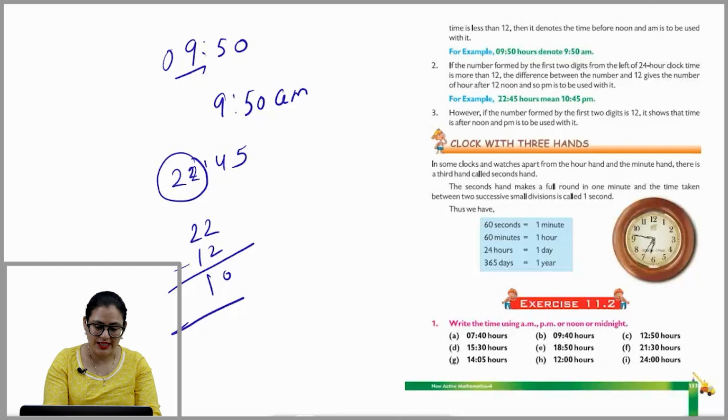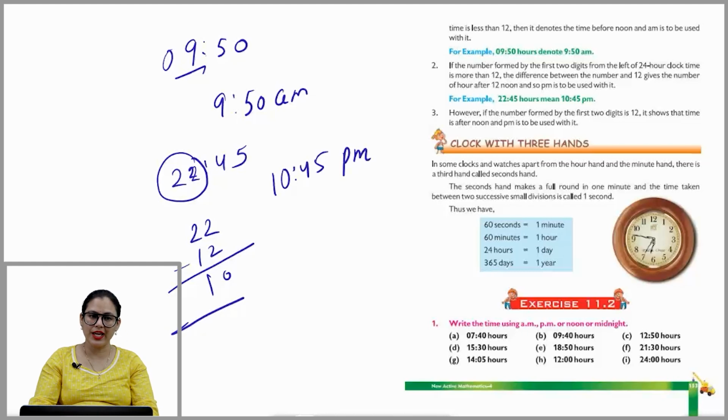So this means 10:45 p.m. However, if the number formed by the first two digits is 12, it shows that the time is afternoon and p.m. is to be used with it, right? Now, clock with three hands.